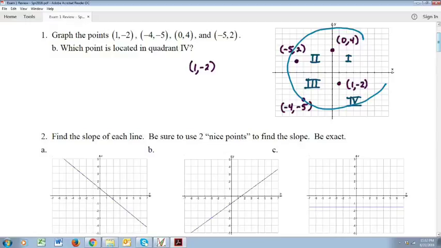Alright, let's move on. On number 2 it says find the slope of each line. Be sure to use 2 nice points to find the slope. In other words, don't estimate. Make sure that each point is meeting at where the x and y lines come together, or where the crosses are. So you can see that 0, 1 is on the graph, and also 4, negative 2. You might have chosen negative 4, 4. It really doesn't matter which 2 you use.